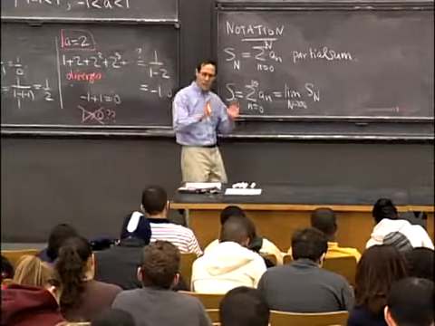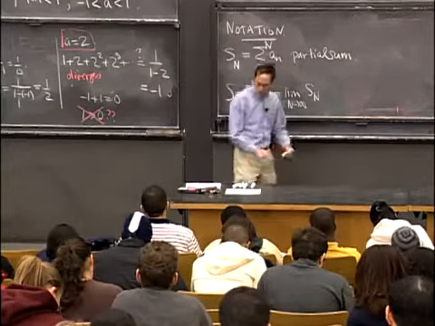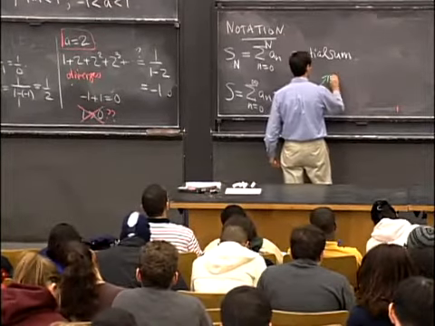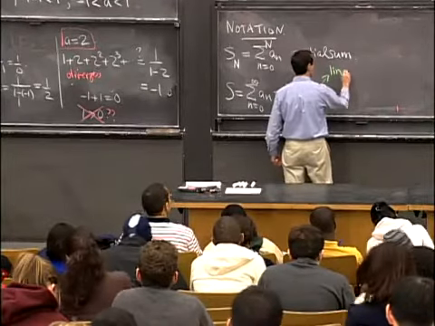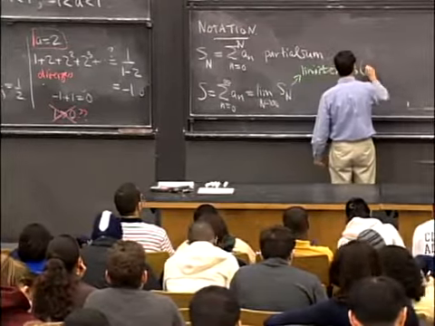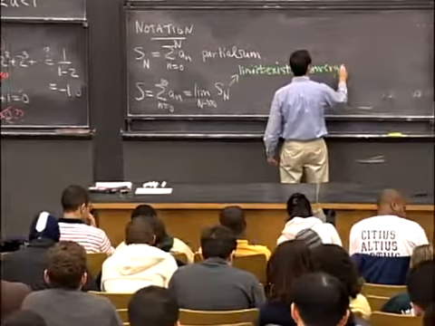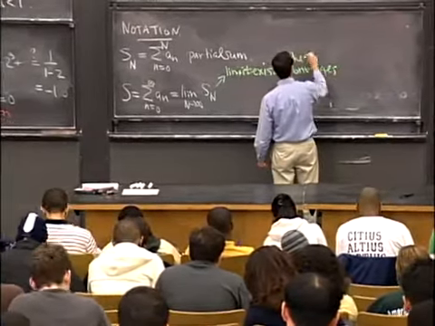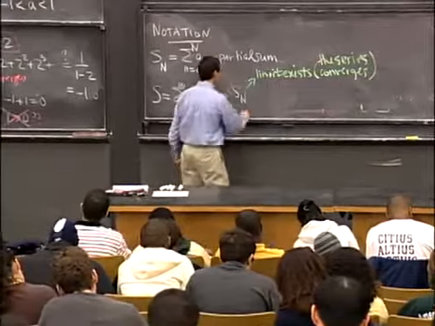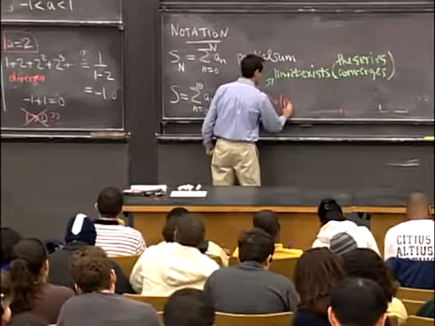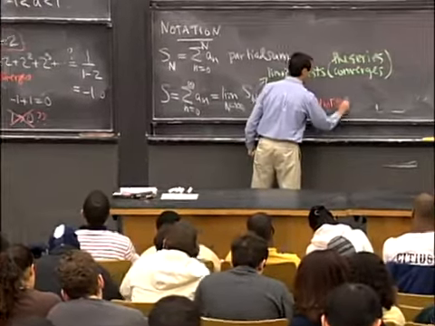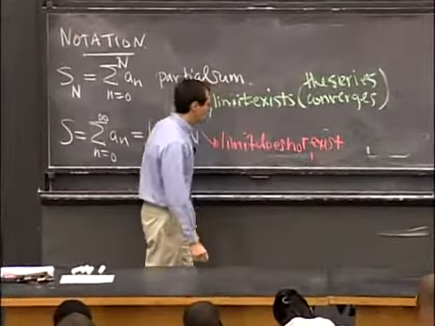And then we have the same kind of notation that we had before, which is that there are these two choices. If the limit exists, that's the green choice, and we say the series converges. And then the other case, the limit does not exist, and we say the series diverges.